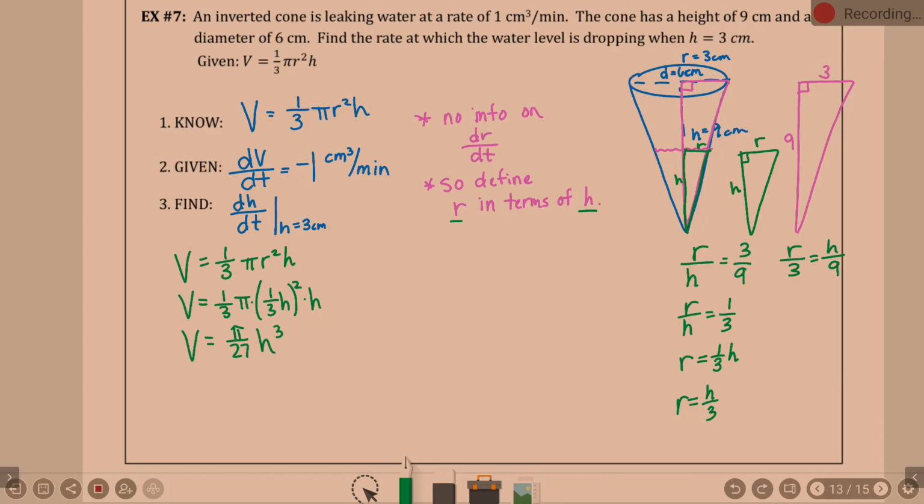Are we making sense here? I mean, we're at the more complicated level, obviously. Okay, let's differentiate. dV dt, what's the derivative of pi over 27 H cubed? 3 would be pi over 9 H squared.